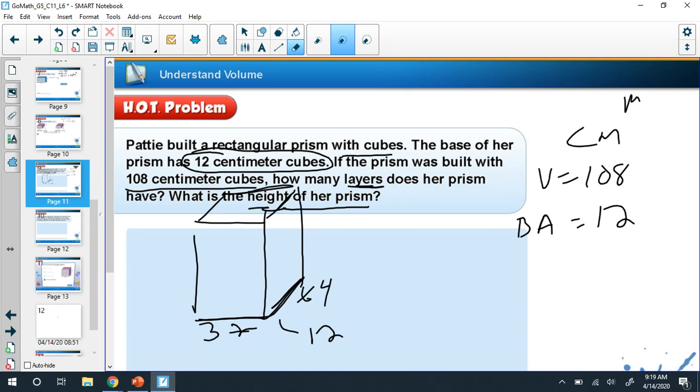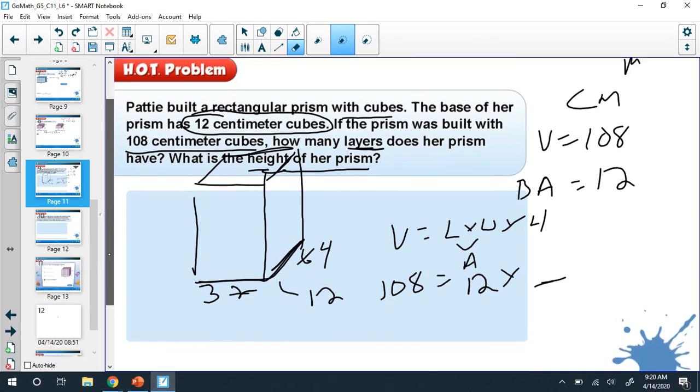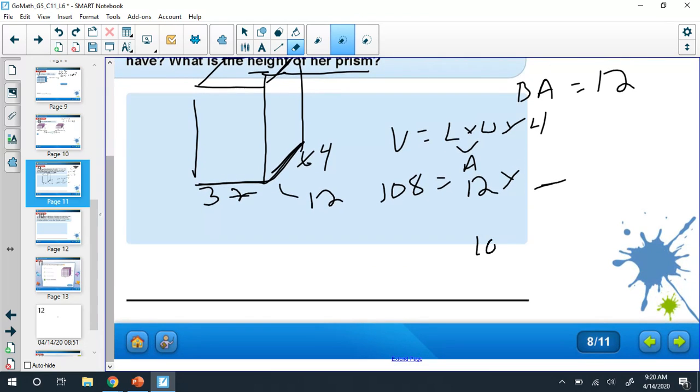Well, when we talked about volume equals length times width times height, we said that this was the same as area. So that means that 12 times something is going to equal 108. So all we have to do to figure this out is divide 108 by 12. So 108 divided by 12, and it doesn't go in 10 times. So I think that it goes in 9. 9 times 2 is 18. Carry the 1. 9 plus 1 is 10.